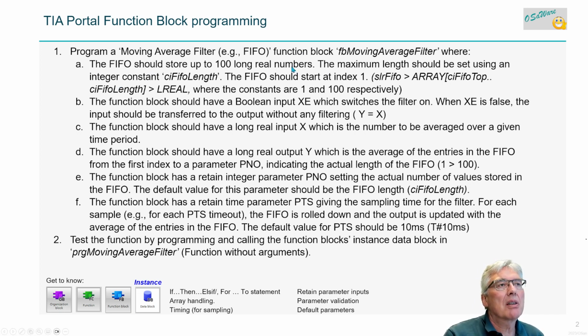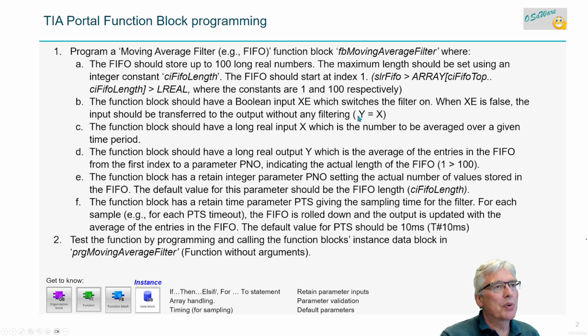100 real numbers that we can take an average of. Maximum length should be set using a constant. Start index 1, FIFO top maybe we could call it, and this is going to be long real, 64-bit real values. Boolean input enabling the filter, switching the filter on. When it's not enabled, the input should be directly transferred to the output of the filter, doing nothing. But you should maybe prepare something in the filter. Maybe you should initialize your sampling time and things like that.